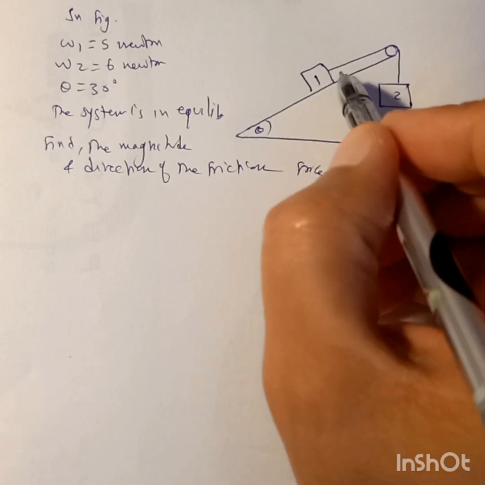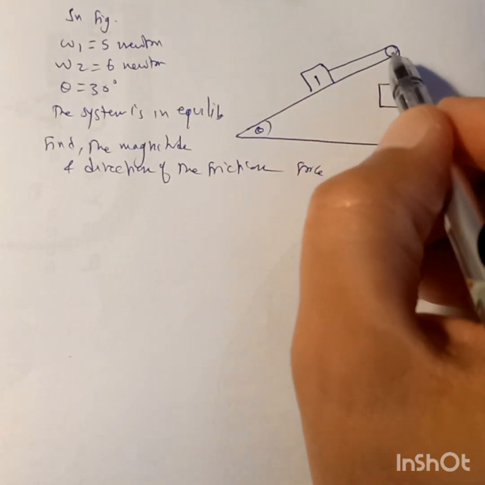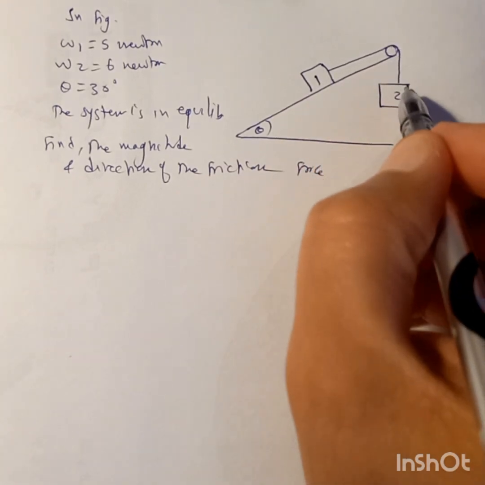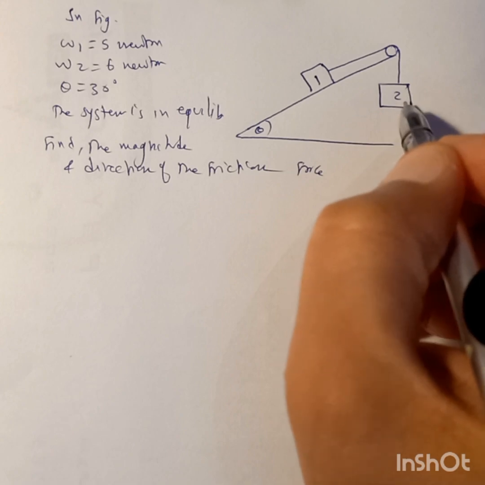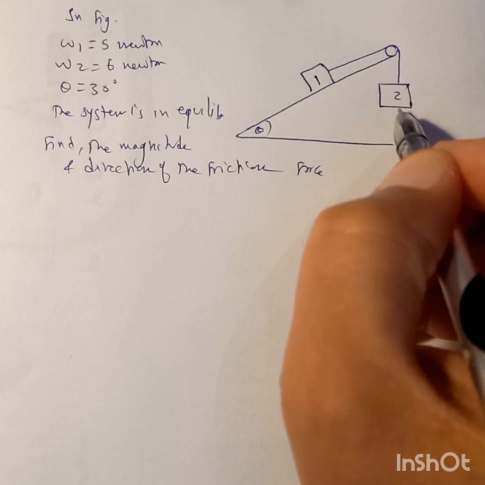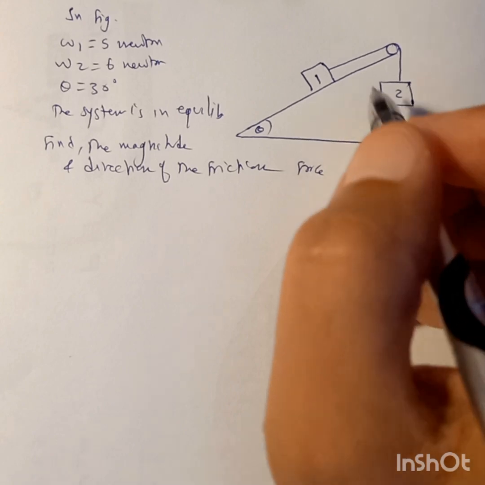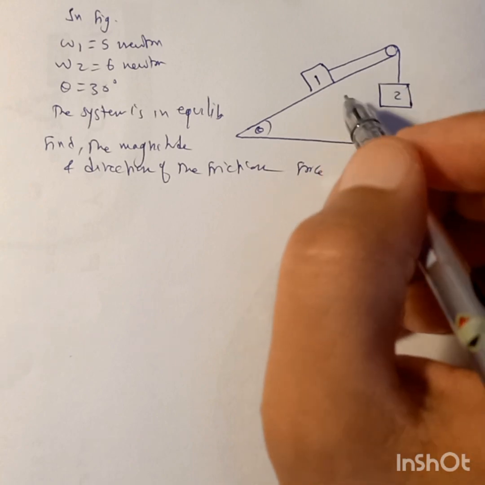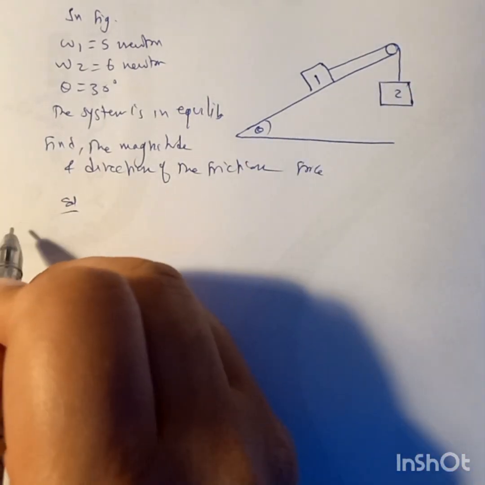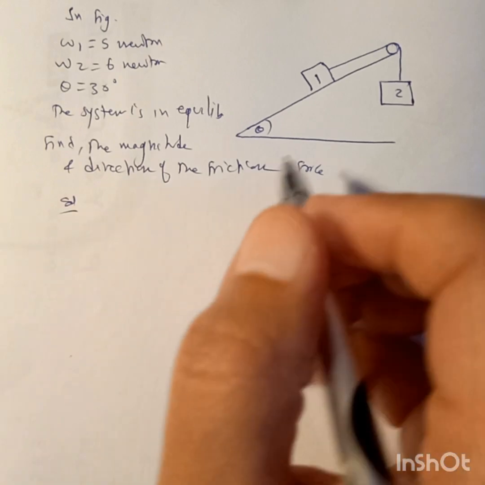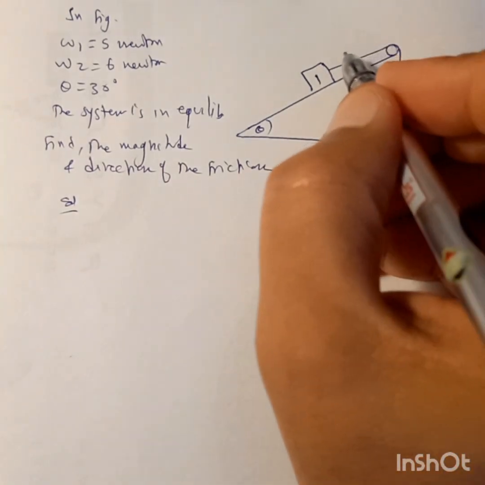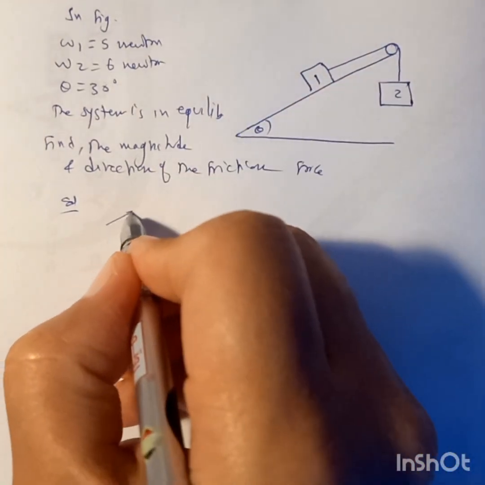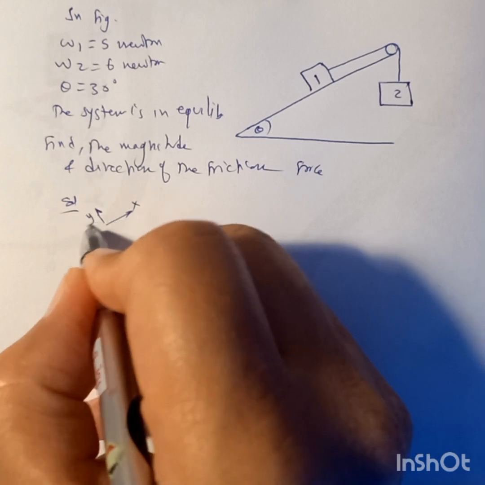It is connected by a rope passing through this smooth pulley to another body, a suspended body, body number 2, of weight 6 Newton. The system is in equilibrium. It's required to find the magnitude and direction of the friction force. Okay, solution. First, we have to assume x and y direction as usual. Here we have x direction and y direction.